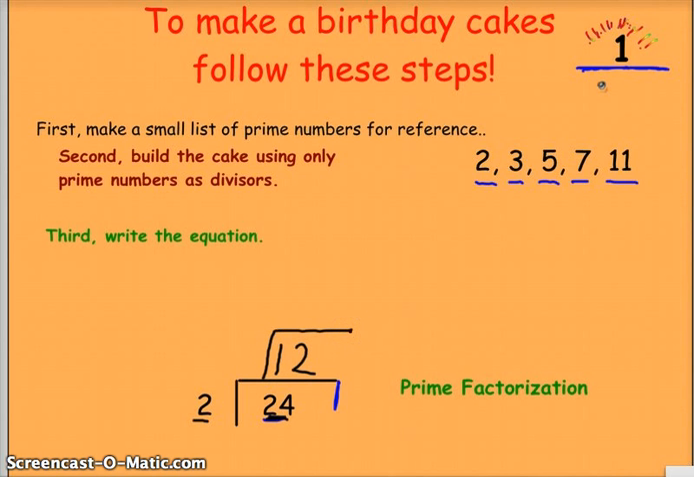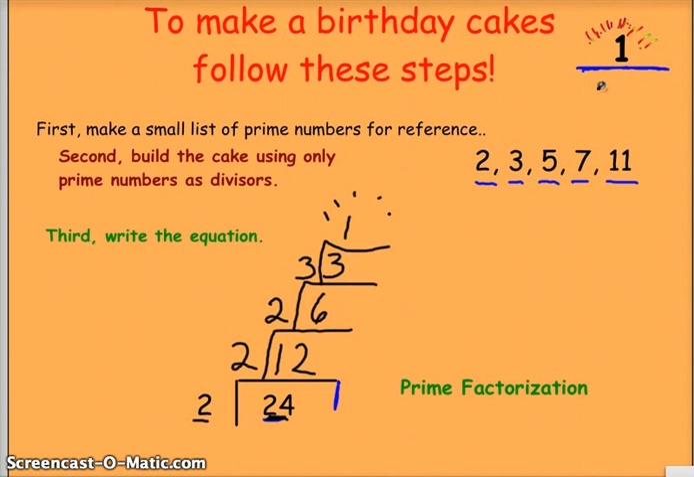What's another prime that goes into 12? I'll try a 2 again. 2 goes into 12, 6 times. Still not at my candle. What's a prime that goes into 6? I think I'll try another 2. 2 goes into 6 3 times. Still not at that candle. What's a prime that goes into 3? That is 3. That gets me my candle.